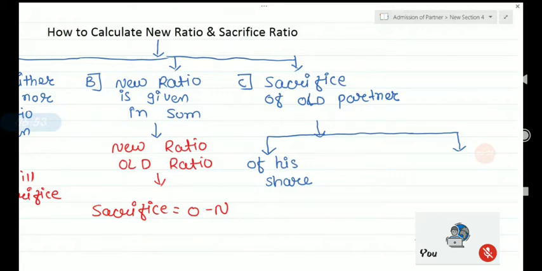Whereas another partner says that I will sacrifice 1 upon 10 from the total share. Means that partner is not clearly telling you how much sacrifice he is going to make.